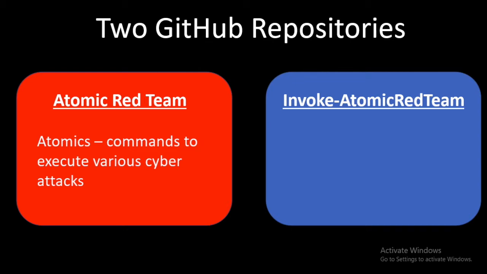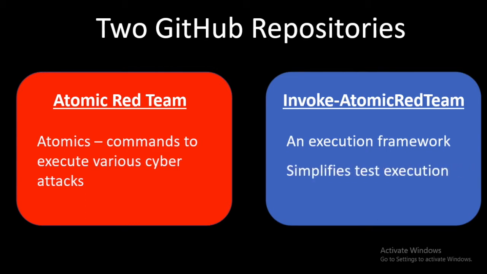Inside of each technique folder, or T folder, is a definition of all the atomic tests that are inside of that technique. And an atomic test, or atomic for short, is just commands to execute in order to run various cyber attacks. Secondly, Invoke Atomic Red Team is an execution framework, so it's something we can use to run those commands defined over in the Atomics folder, and it simplifies test execution. So instead of copying and pasting commands out of a definition file, we can just pick and choose tests to run using an execution framework.